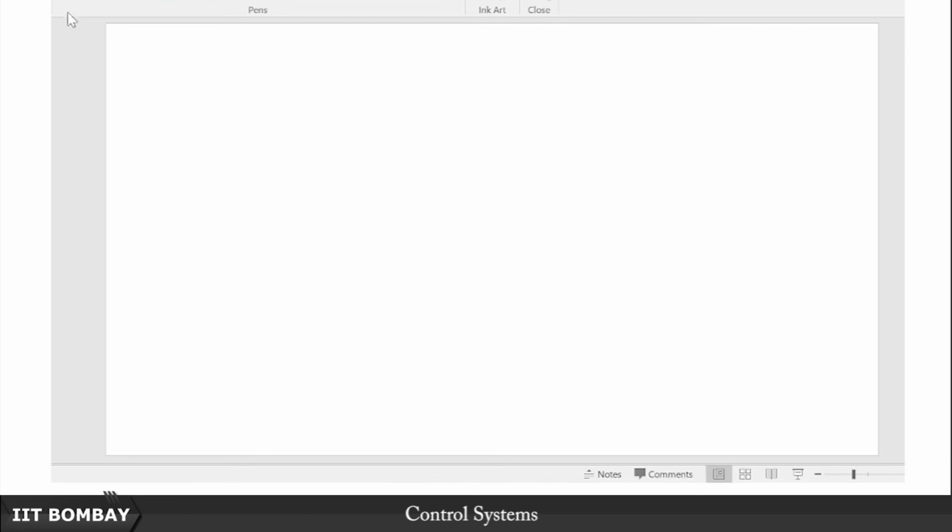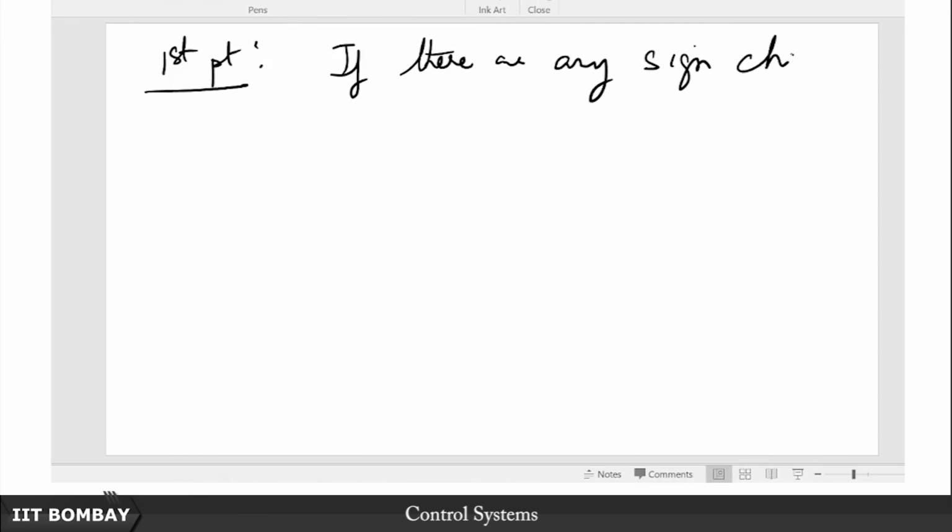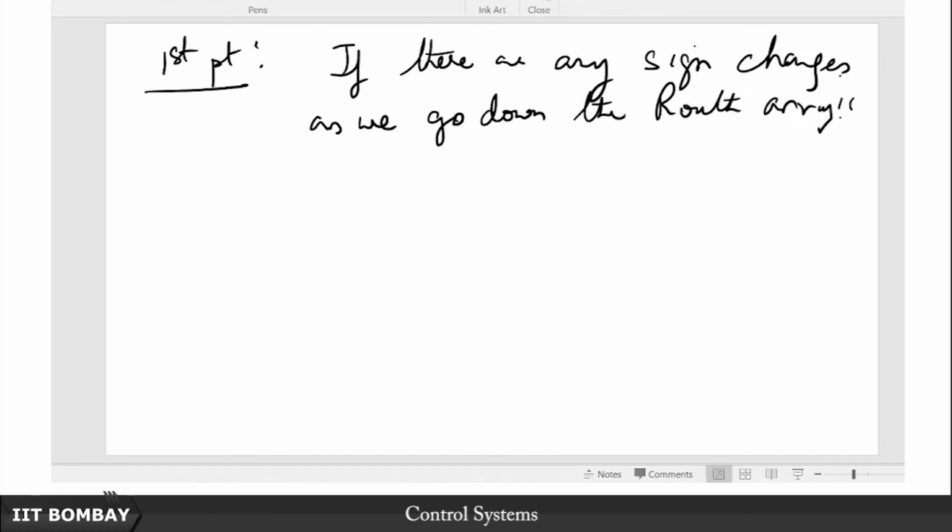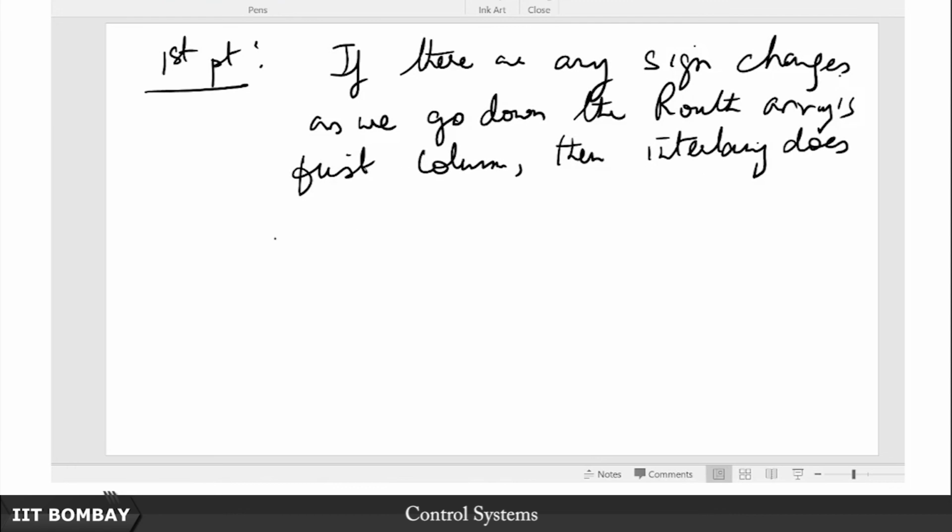So the first point that I am going to make: if there are any sign changes as we go down the Routh array's first column, then interlacing does not hold. Why does interlacing not hold?